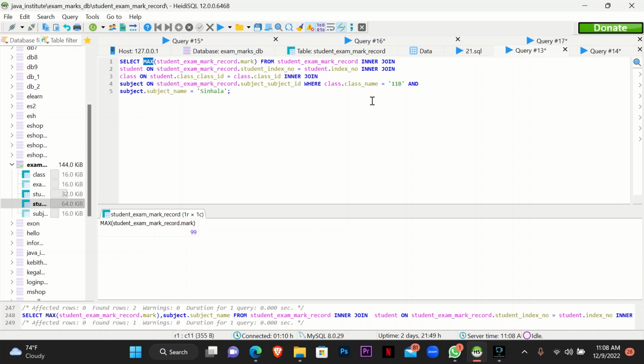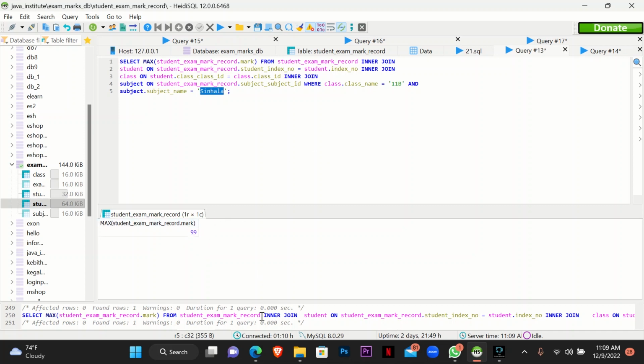Therefore, when we need to use the condition, we have to inner join the tables. So here I have checked whether the class name is 11B and the subject name is singular. When I execute the query, here you can get the maximum mark obtained for the singular subject in the first term.